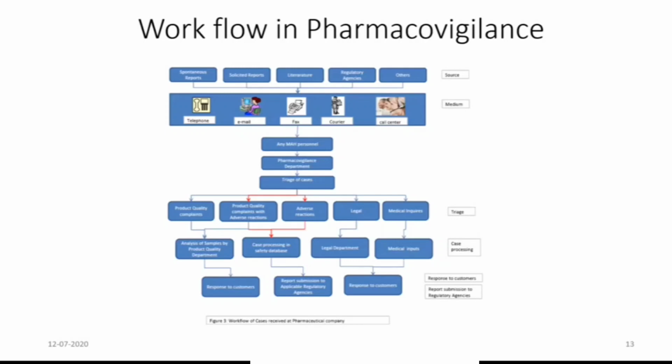Now, it is very critical for us to understand the workflow processes in pharmacovigilance. When we report to a pharmacovigilance center, the center receives several kinds of information. Basically, first let's understand the source of information: spontaneous reports, solicited reports, literature reports, regulatory agencies, and other reports.